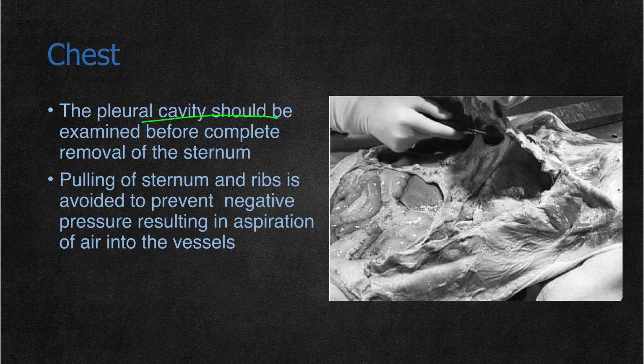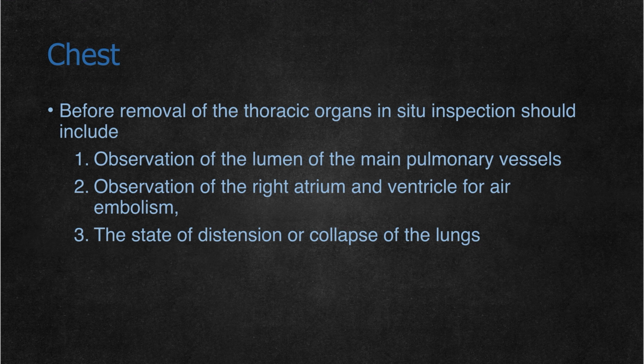Then the pleural cavity should be examined before completing the removal of the sternum. So, before removing the sternum completely, the costochondral junction is cut and the sternoclavicular joint is cut on both sides. Before removing the sternum, the pleura should be examined for the presence of any adhesions. Pulling of the sternum and ribs is avoided to prevent negative pressure resulting in the aspiration of air into vessels. So, it is not usually pulled; it is dissected out and removed.